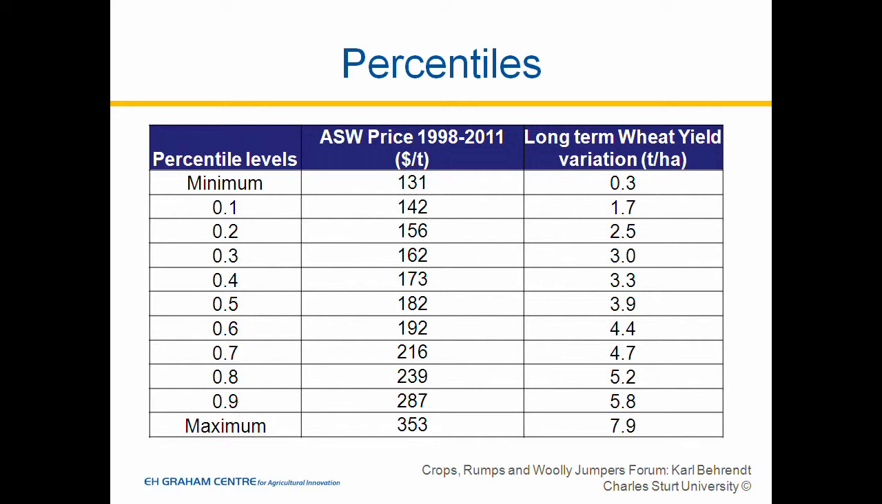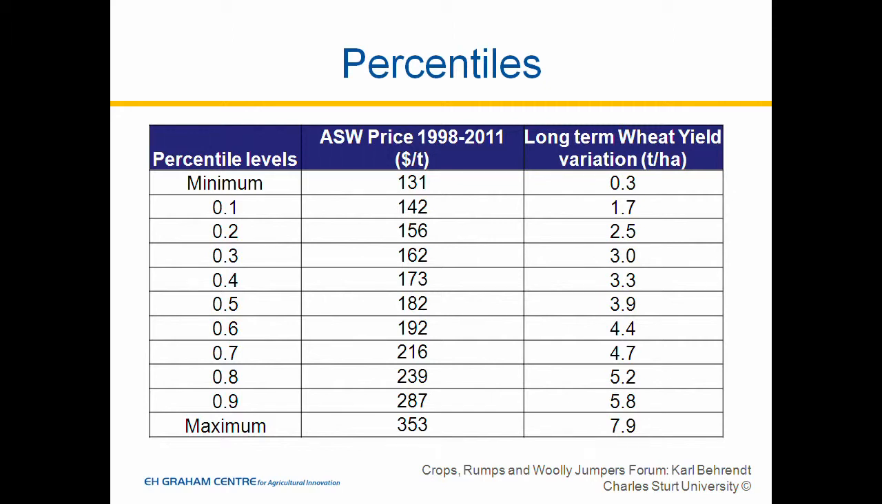The prices, for example, range between $131 per tonne and $353. The median is 182, 50th percentile. That's the median, this one in here, $182 per tonne. Our median yield is 3.9 tonnes per hectare. And so when you start looking at that distribution, what do you notice? Does anyone pick anything up?